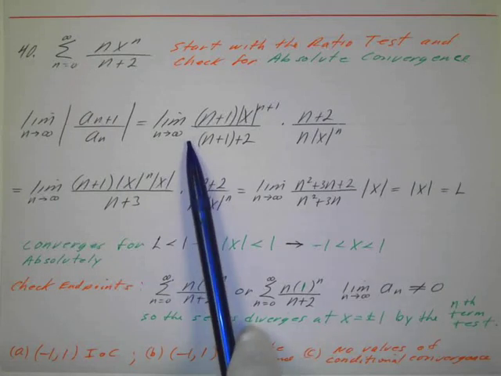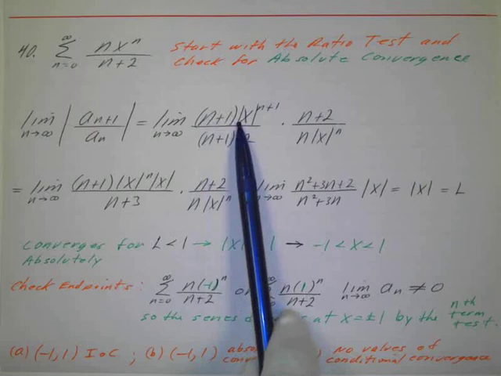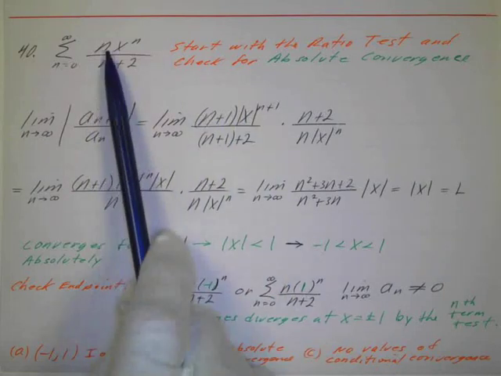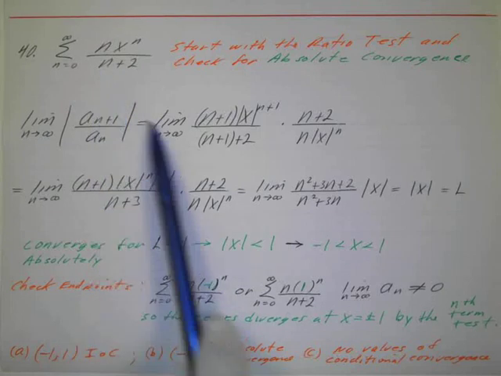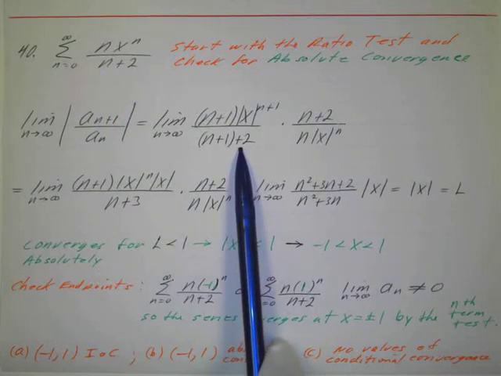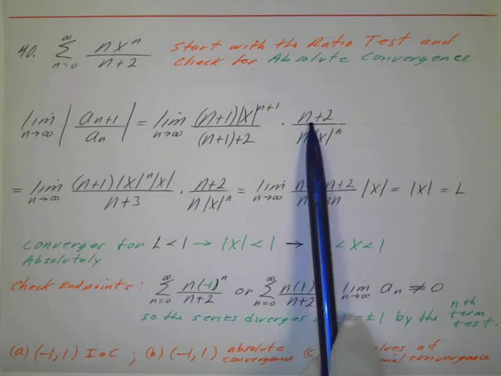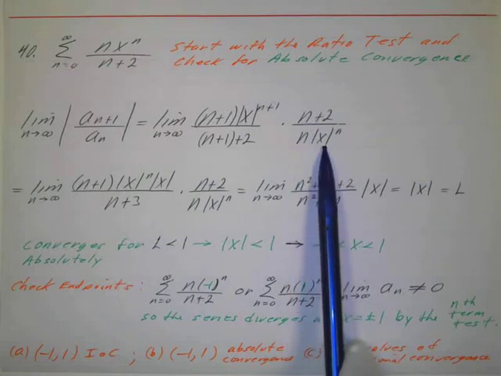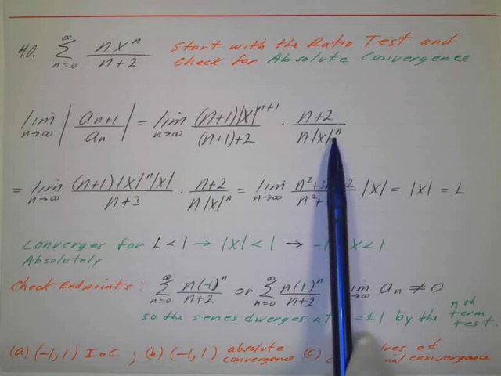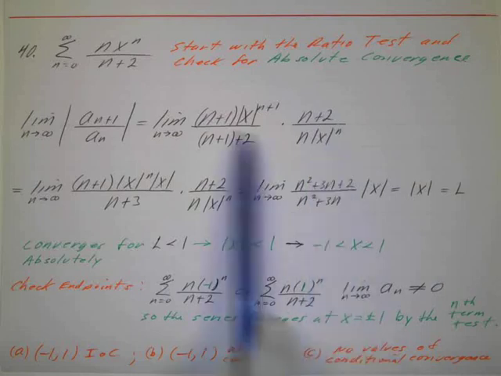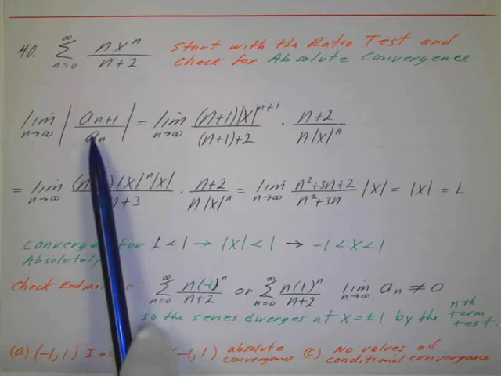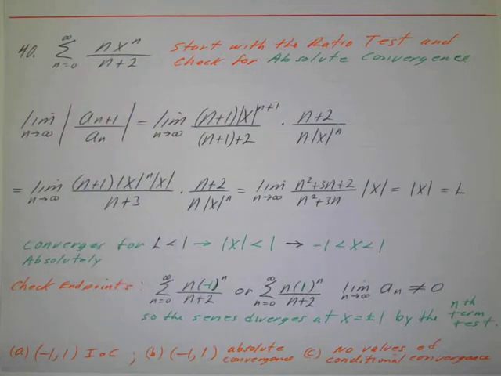So this is what we've got. This is the absolute value of x^(n+1), and I'm going to have n + 1 and n + 1 + 2. So I think you can see all that. And over here I've got n + 2. And then this is the n times the absolute value of x^n, so that was just the reciprocal. So I just inverted this and multiplied, so that gives me the denominator.